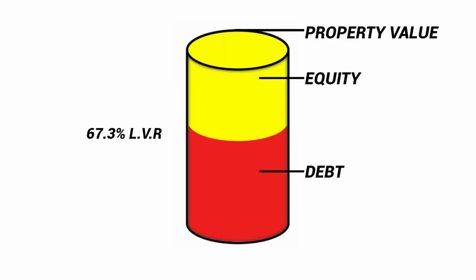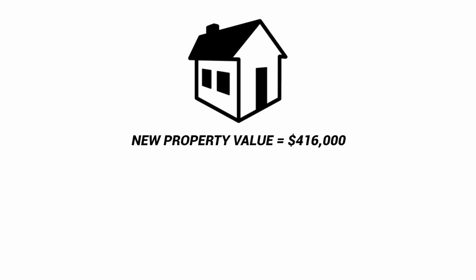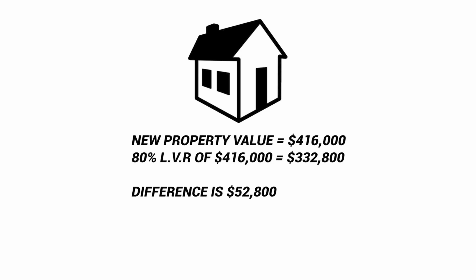As we have lowered the LVR below 80% to 67.3%, we can now go to the bank and see if something new can be done. The equity now has a fraction of usable equity. The bank would run an 80% LVR on the new property value, which has risen to $416,000, which would mean the 80% LVR is $332,800. This means the bank can lend an additional $52,800 on top of the original loan of $280,000.